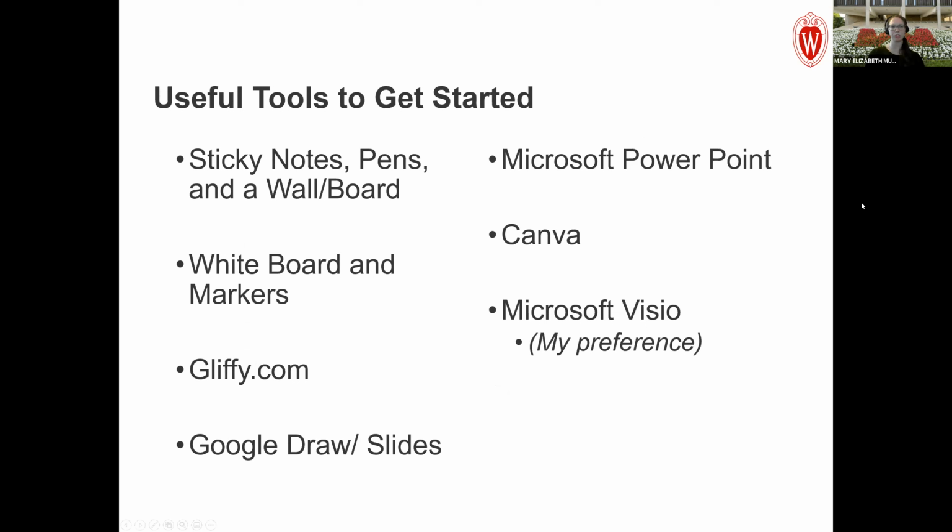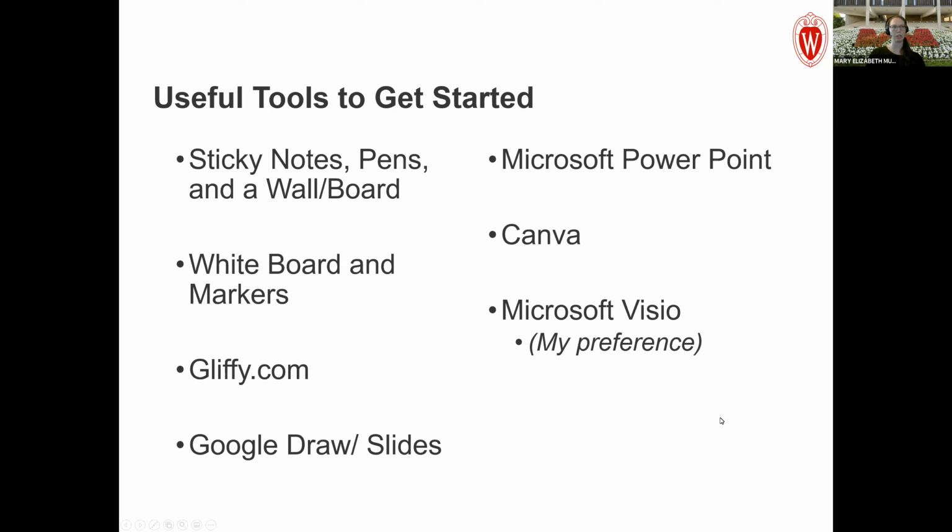Finally, some useful tools to get you started. I think the cheapest and easiest tools you can use are a whiteboard and markers or sticky notes and pens. It's very helpful to have a very, very large space to start creating a map so that individuals can come up to it and start adding the activities and steps that they work on. And it's a collaborative activity.